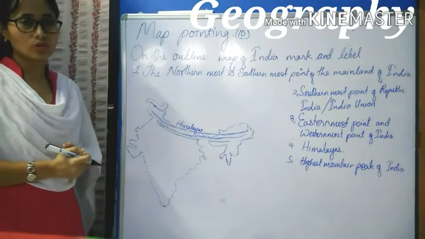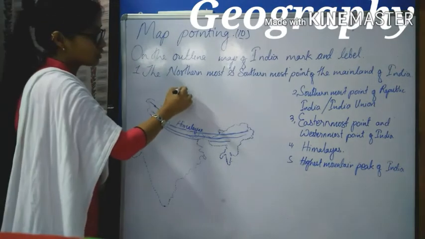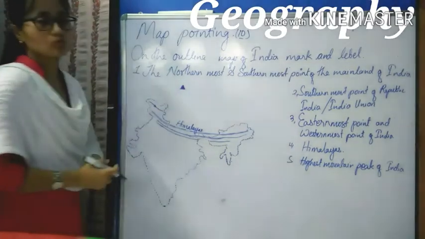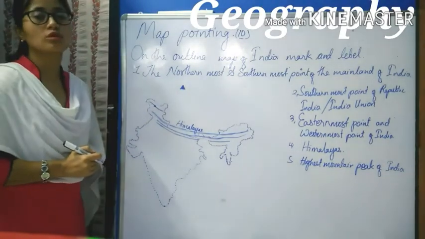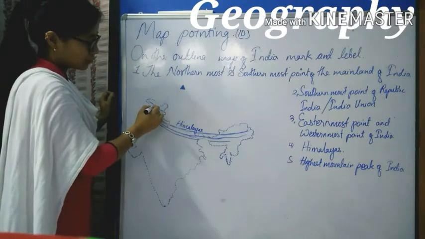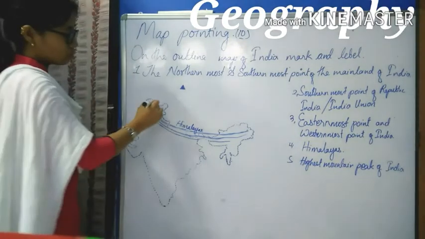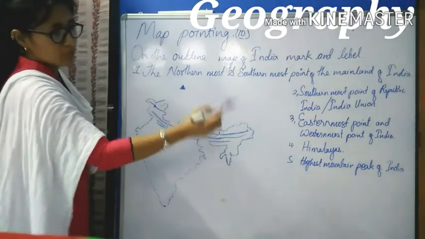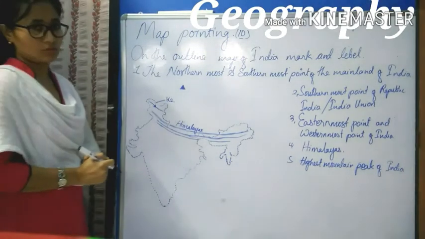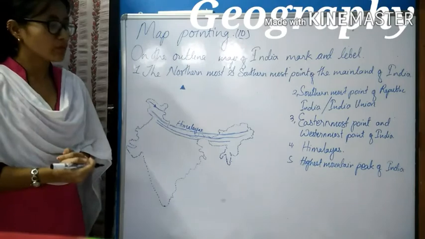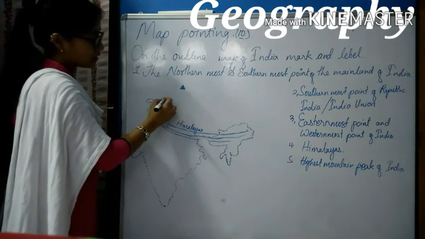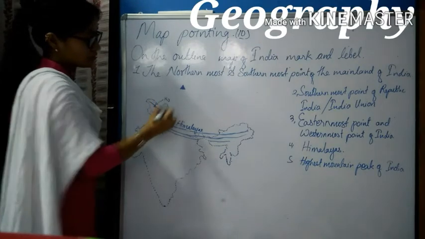So students, to denote a peak of a mountain, you must use a triangular shaded symbol. So this kind of symbol is used to denote a peak of a mountain. So here we have the mountain K2. So the highest mountain peak of India is mountain K2, which lies in the Karakoram range.